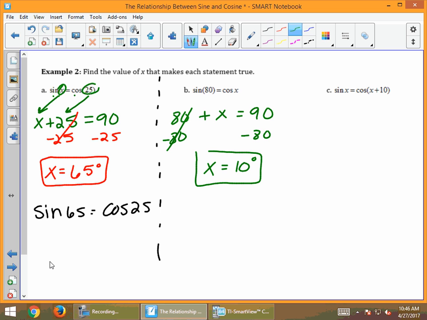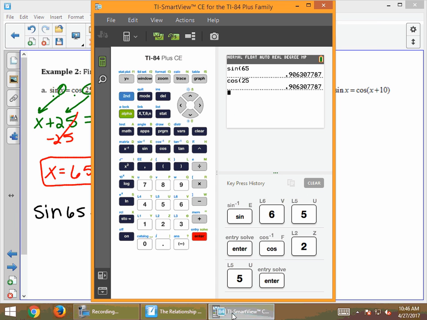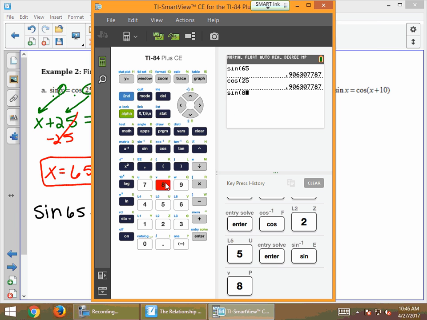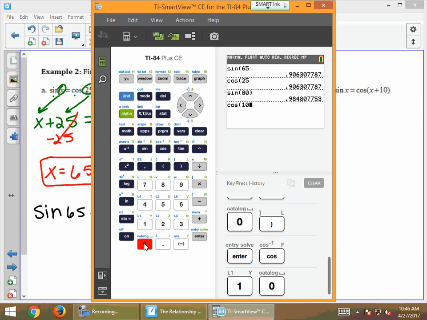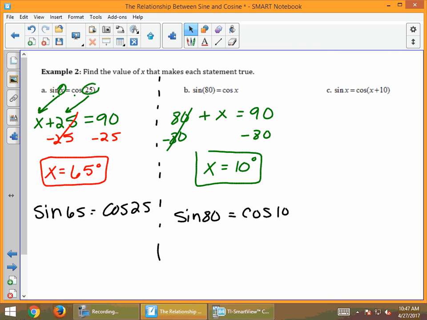And again, you can check this with your calculator. You can find the sine of 80 and see if it's equal to the cosine of 10. So we're going to do sine of 80. Got that decimal. We're going to find the cosine of 10. We got that decimal, exactly the same. Now one more.